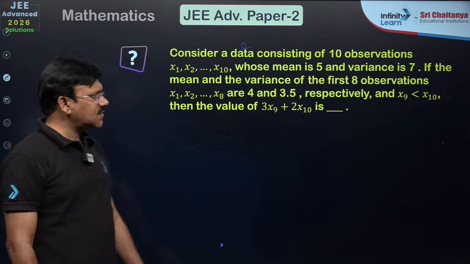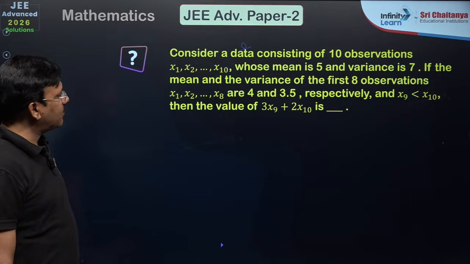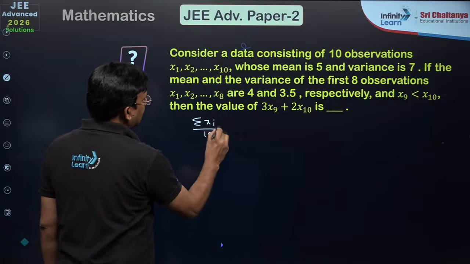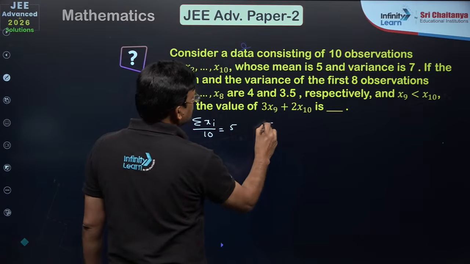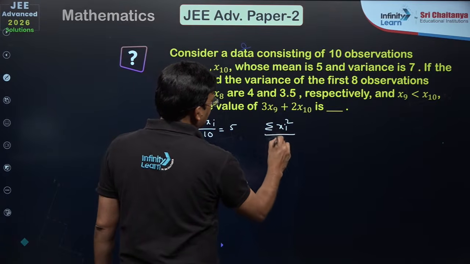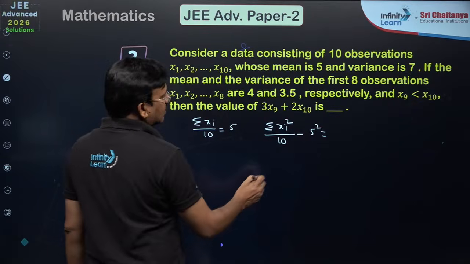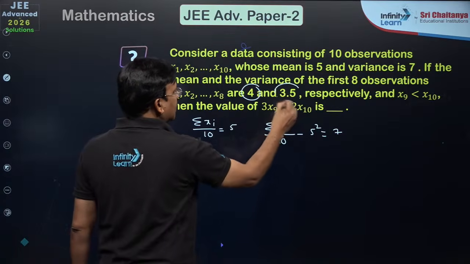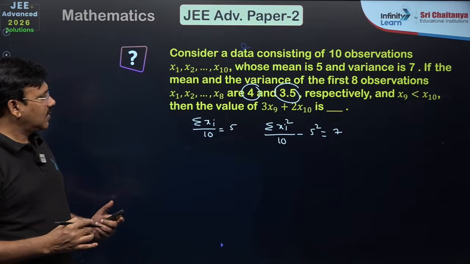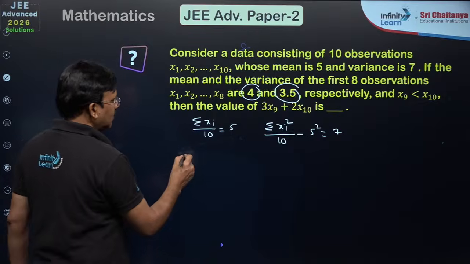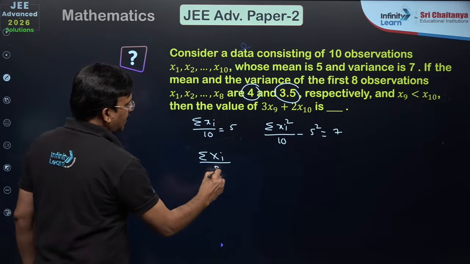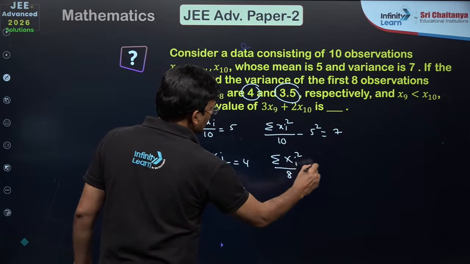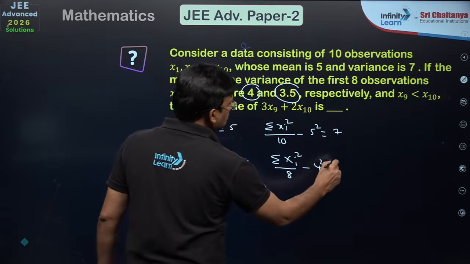The next, you see, this is a mains level question. There are 10 observations, for which the mean sigma xi by 10 is going to be 5, sigma xi square by 10 minus average square is given as 7. So, of which for 8 observations he has given the mean and variance. Again, for those, suppose capital X, let us call, 2 variables are missing. So, sigma capital Xi by 8 is equal to 4, sigma capital Xi square by 8 minus 4 square is equal to 3.5.